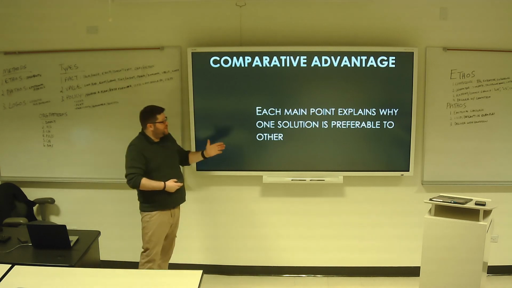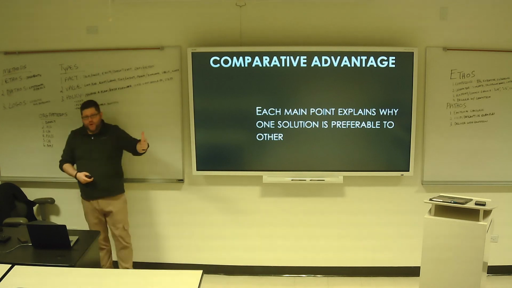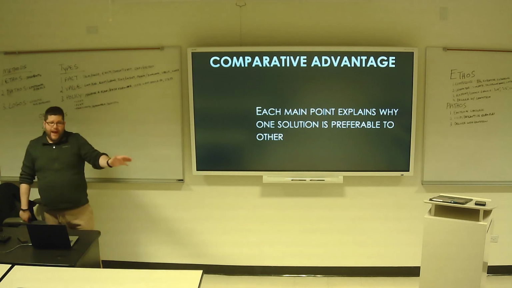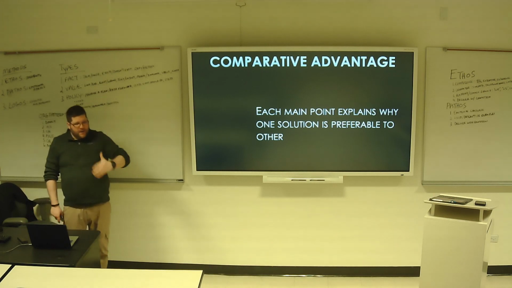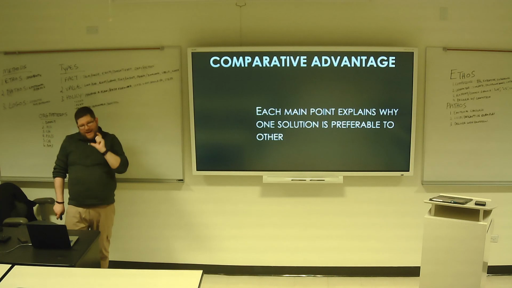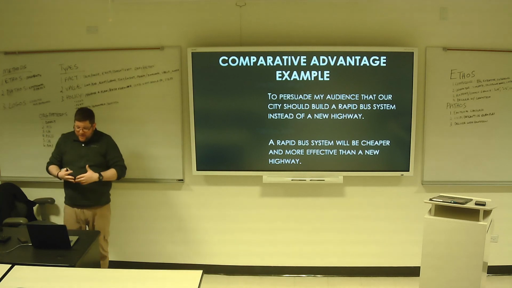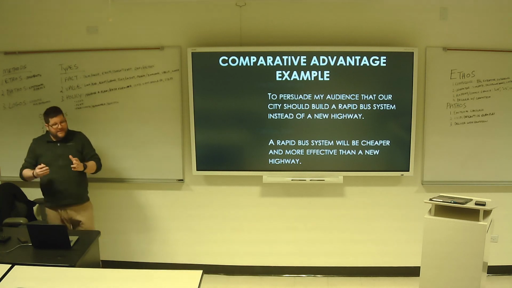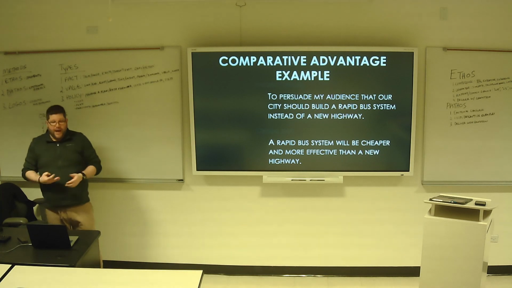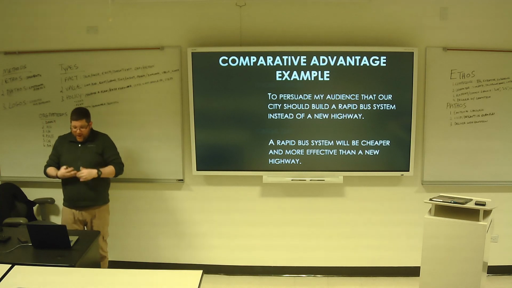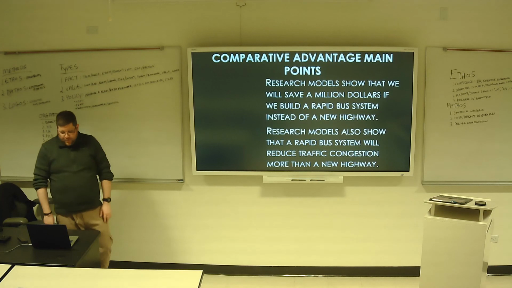We also have comparative advantages. This is where each point explains why one solution is preferable to the other. So we had a comparative organizational pattern for informative speeches, but here we are presenting or comparing multiple options and sharing why one is the best or the most preferable option. So my example would be to persuade my audience that our city should build a rapid bus system instead of a new highway. This was a big debate in my hometown where I grew up because we didn't have a reliable transit system. And so I believe a rapid bus system will be cheaper and more efficient than a new highway, and I'm going to provide the evidence in support of that.